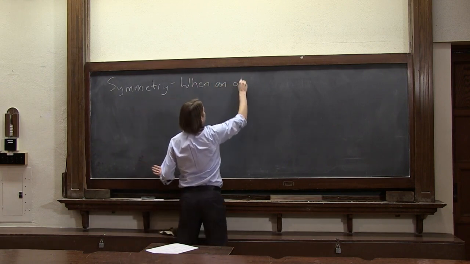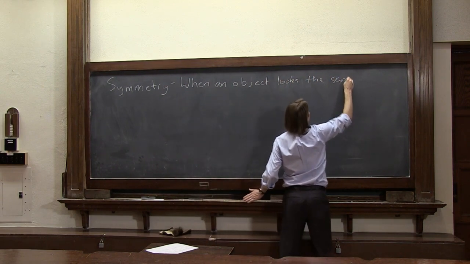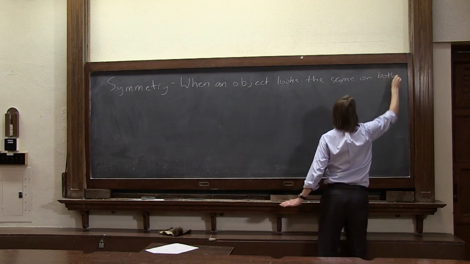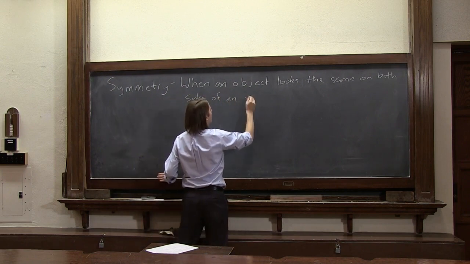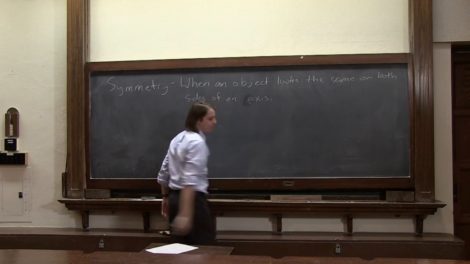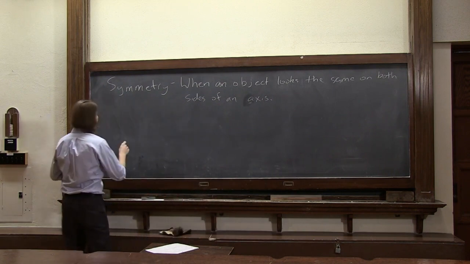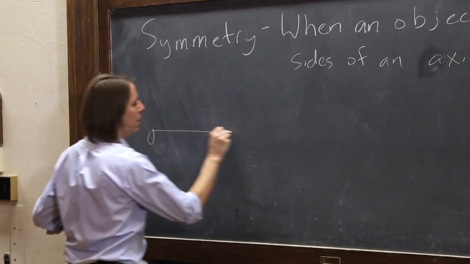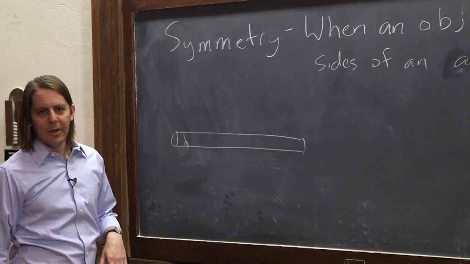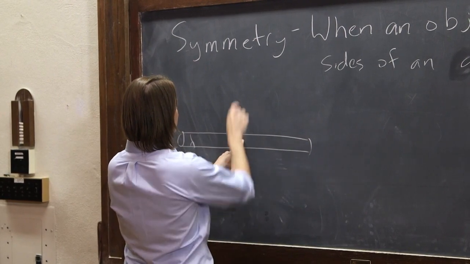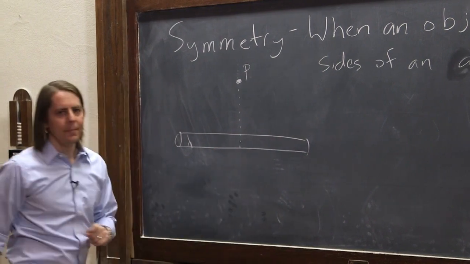When an object looks the same on both sides of an axis. Okay? When an object looks the same on both sides of an axis. So let's think about our charged rod problem that we just did. Here it was. It's a nice charged rod, charge density lambda. And the key was that this point that we were trying to figure out, the E field, was along the center of the rod. Remember?